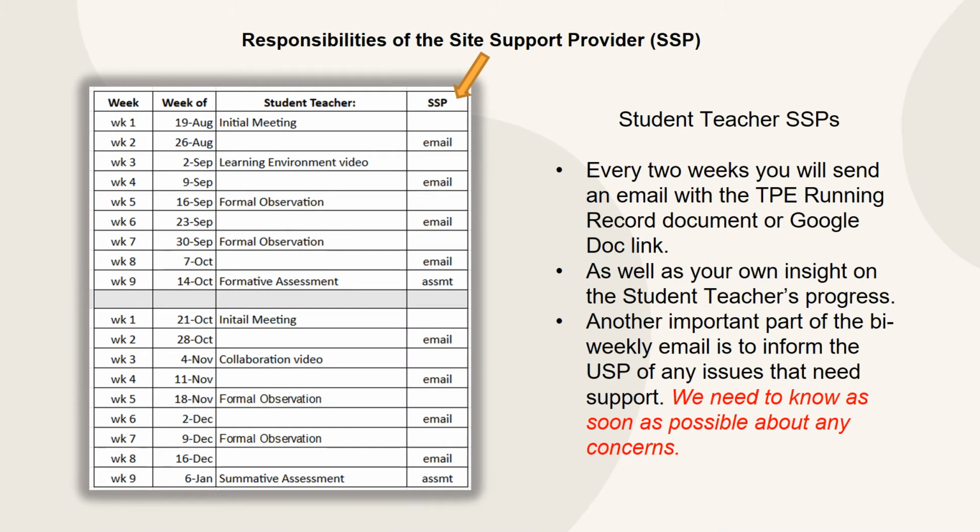Every 2 weeks, student teachers' SSPs will send an email with the TPE running record document or Google Doc link, as well as their own insight on the student teacher's progress. Another important part of the biweekly email is to inform the USP of any issues that need support. We need to know as soon as possible about any concerns.